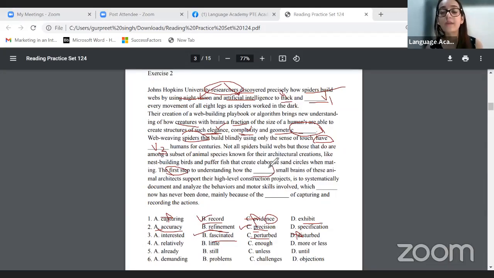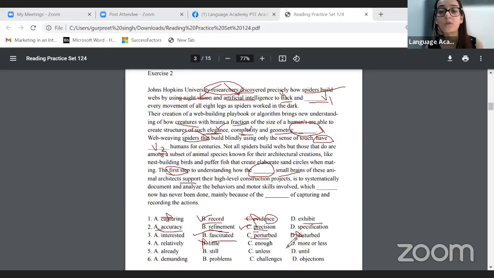So we need a describing word. How the small brains of these animals support such high-level projects. Relatively small, little and small all mean the same, so we cannot say something is little and small together. How the enough small brains. Enough is used when you want to say something is as it is required, not more than required. So can we say their brains are enough small? It means we don't want to make them more small. That is the meaning of enough.